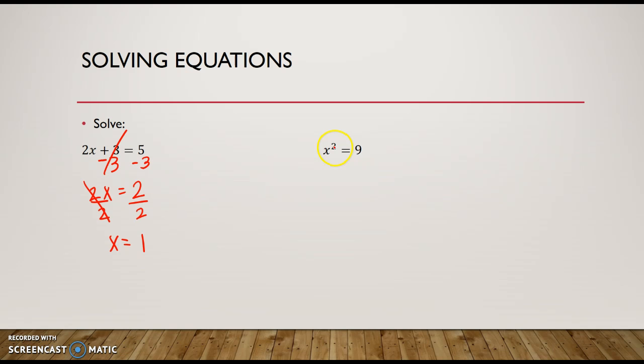For x squared equals 9, the opposite of squaring something is taking the square root. So then my answer ends up being plus or minus. You can't forget a quadratic has two solutions, so it's plus or minus 3. So you're always using the opposite operation to slowly get x by itself.